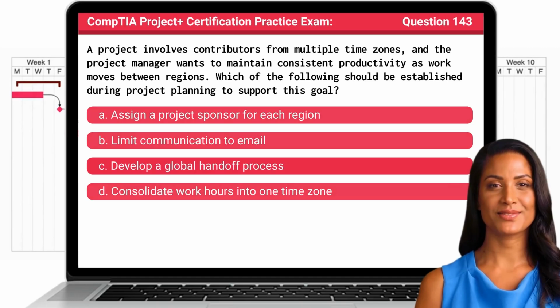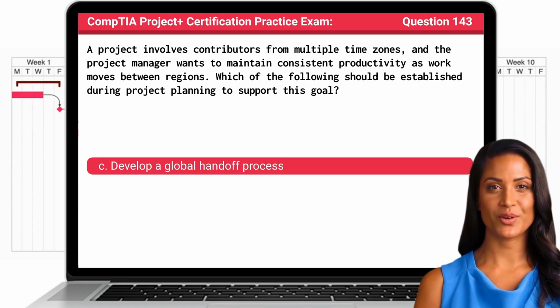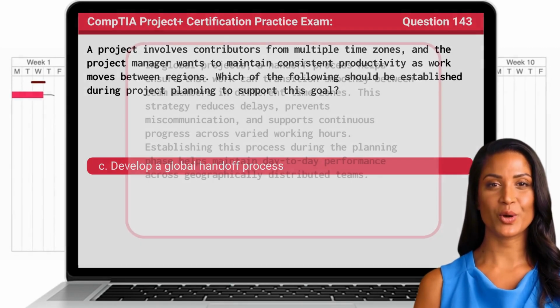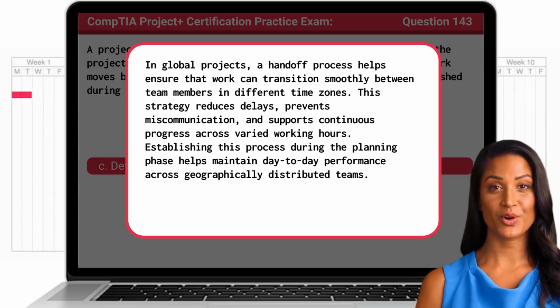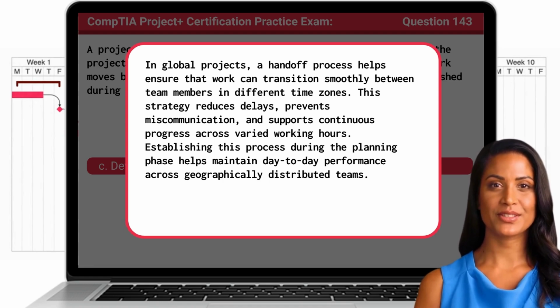The answer is C. Develop a global handoff process. In global projects, a handoff process helps ensure that work can transition smoothly between team members in different time zones. This strategy reduces delays, prevents miscommunication, and supports continuous progress across varied working hours. Establishing this process during the planning phase helps maintain day-to-day performance across geographically distributed teams.